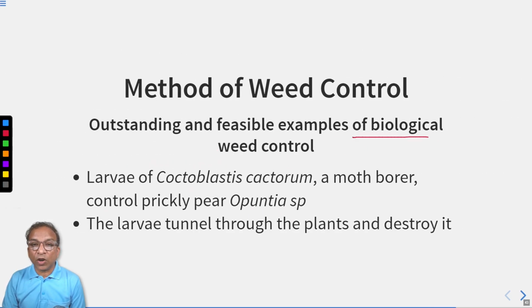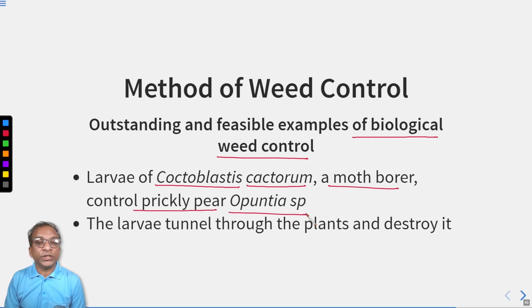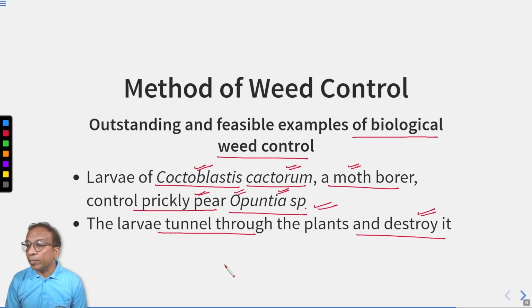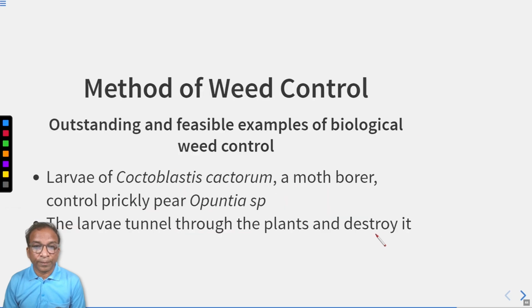An outstanding and feasible example of biological control of weeds: larvae of Cactoblastis cactorum, a moth borer, control the prickly pear, Opuntia species. So Opuntia is what? It is a cactus plant, right? Prickly pear. So this larva of Cactoblastis cactorum, that is a moth borer, can control prickly pear, that is the Opuntia species. The larvae tunnel through the plants and destroy it. So this larva can tunnel in the plant and it can destroy this Opuntia.